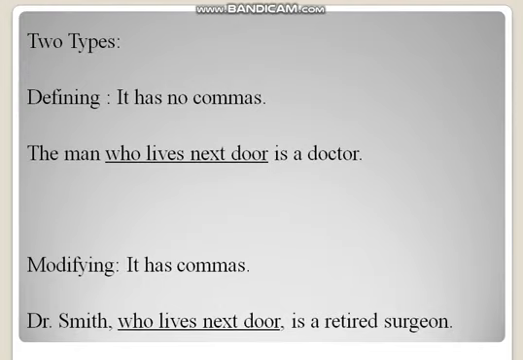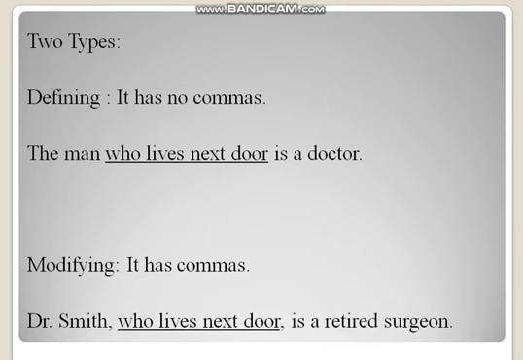Now here, why is it called a modifying adjective clause? Because it is further modifying something. Modifying means that it is not defining it. We already know about something, but it is giving more description to something. That's why we are calling it a modifying adjective clause.